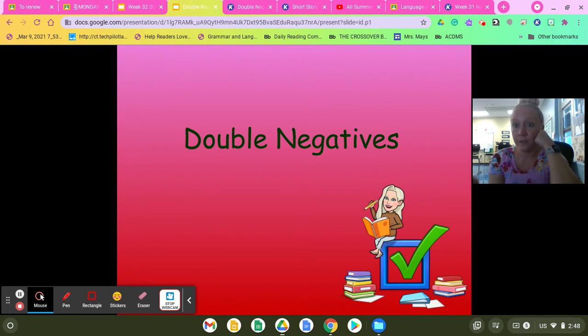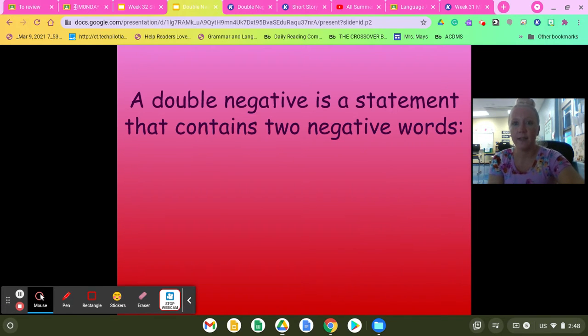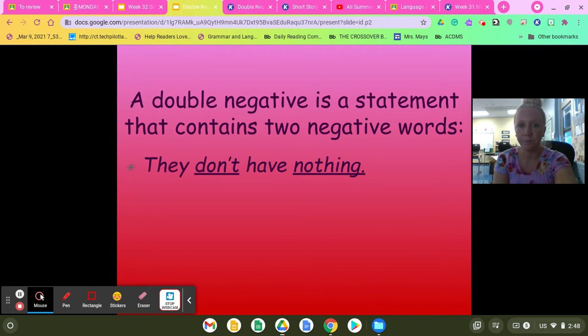Double negatives are when you use two negative words in a sentence. So: I can't go because no one would let me. Can't and no one would both be negative words. You don't use two in a sentence. So we're going to look at what those negative words are, how we avoid them, and how we can fix them.